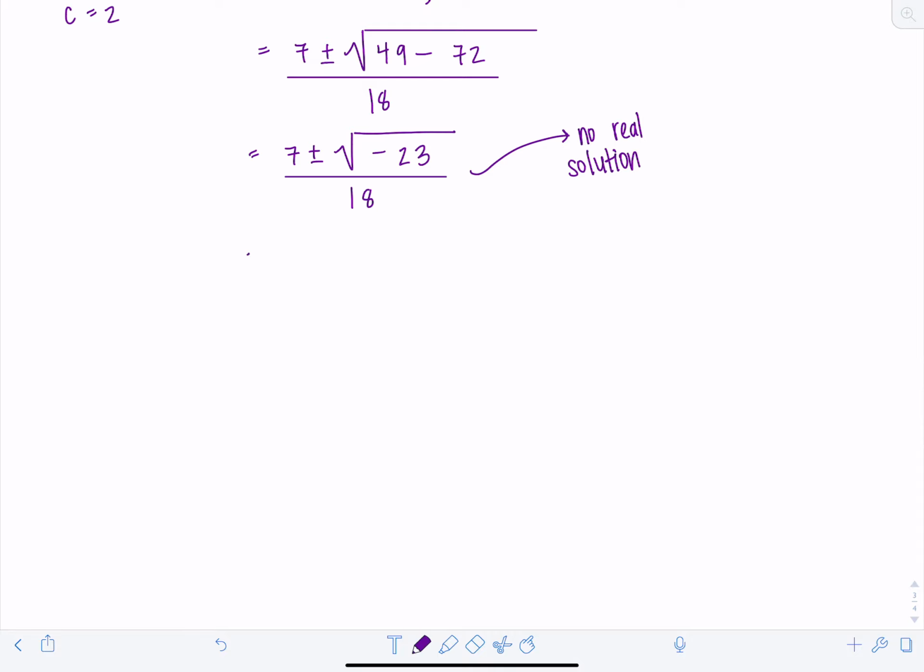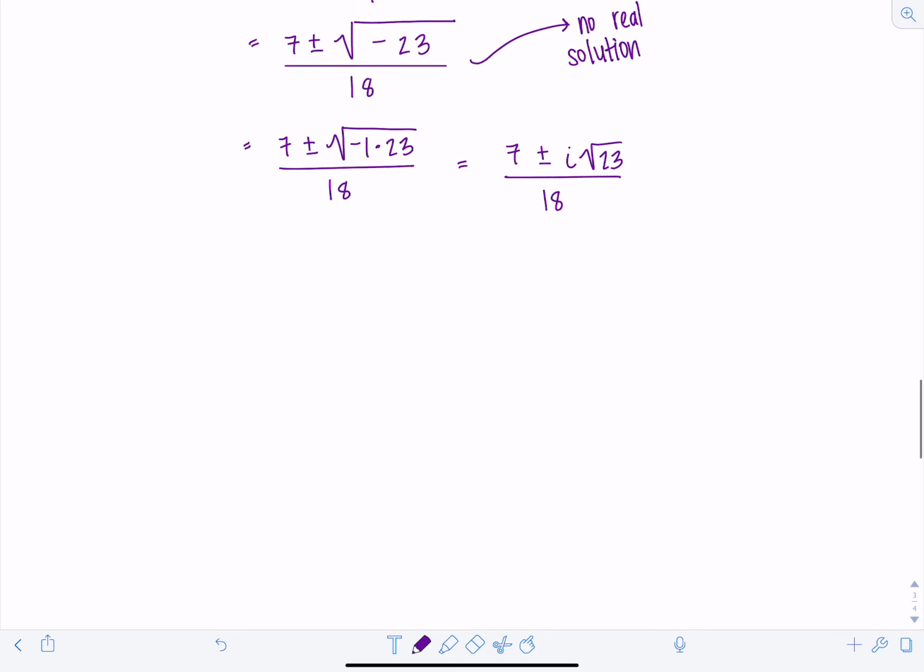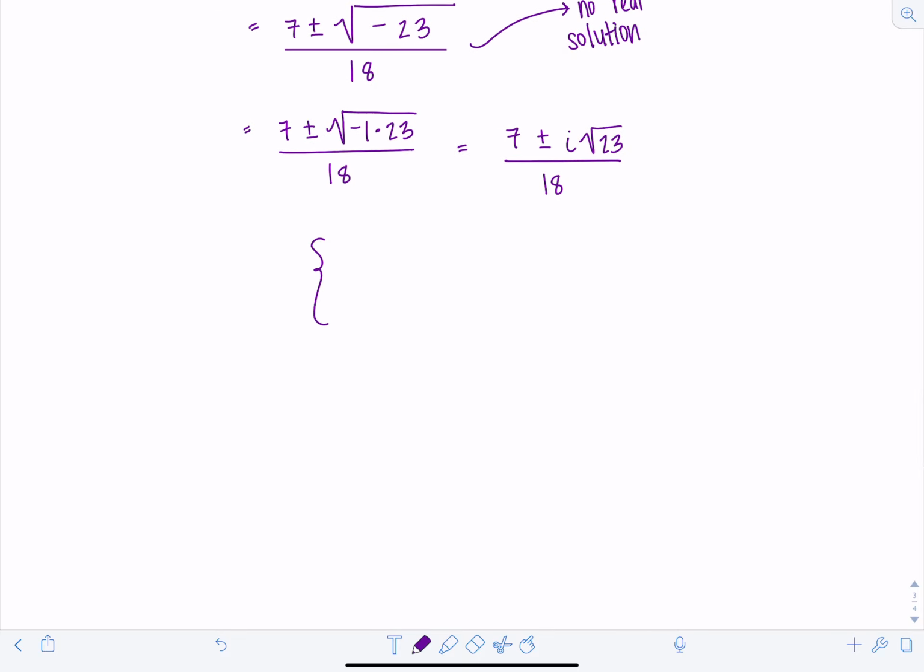And so we can rewrite the square root of -23, if you'll recall, as the square root of -1 times 23, over 18. And the square root of -1 is defined to be i. So we have 7 plus or minus i root 23 over 18. So that would be our final answer. And we can list it in our solution set: 7 plus or minus i root 23 over 18.